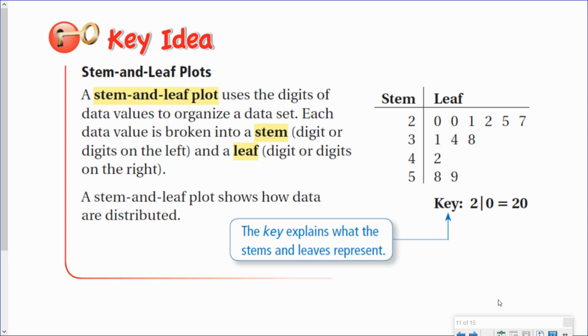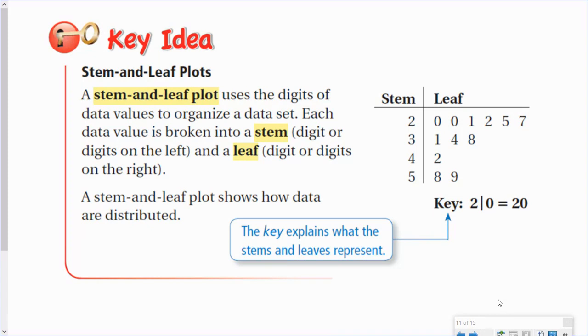Today we're going to talk about lesson 10.1, which is about stem and leaf plots. Now, if you look at these, they should look somewhat familiar because you guys have seen your test scores during the school year given to you in a stem and leaf plot. Let's read the definition. A stem and leaf plot uses the digits of data values to organize a data set.